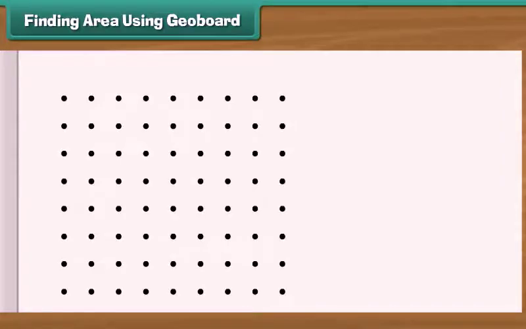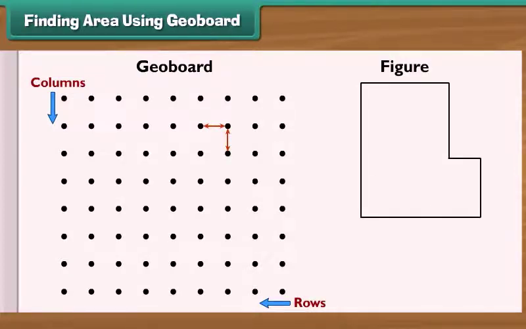Finding area using Geoboard. Have you ever seen a geoboard? Look at this figure. This is a geoboard. A geoboard is created by placing dots in rows and columns. The distance between any two adjacent dots should be the same. Let's learn to calculate the area of the given figure using a geoboard.